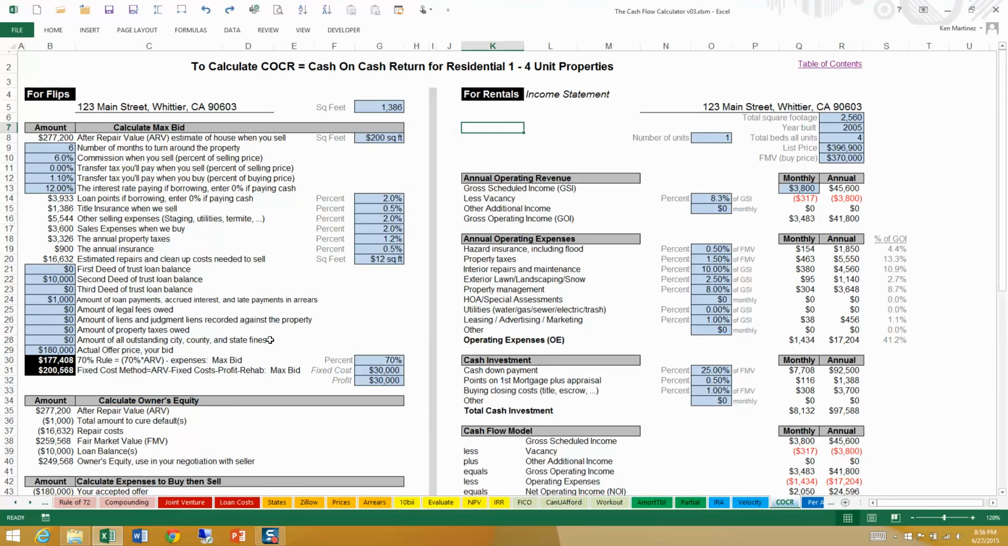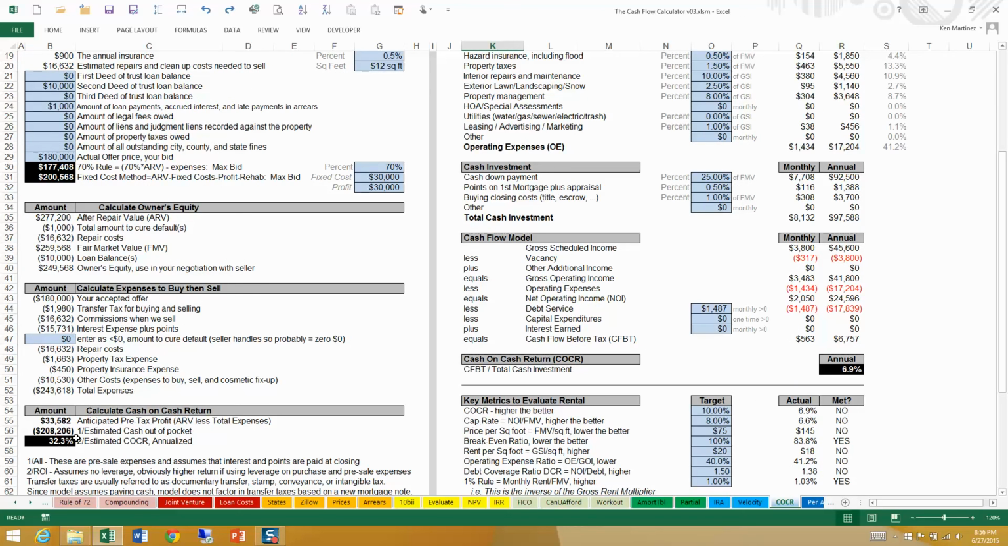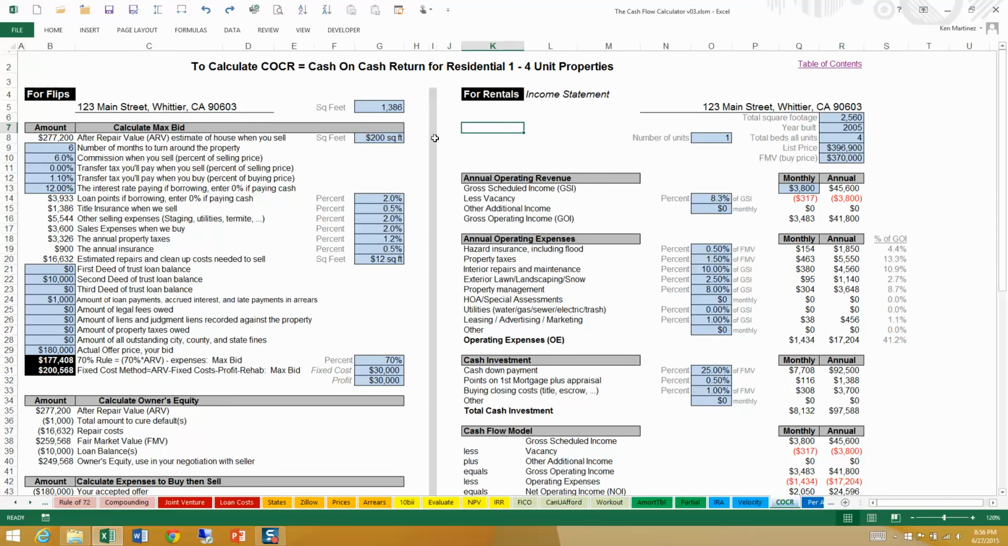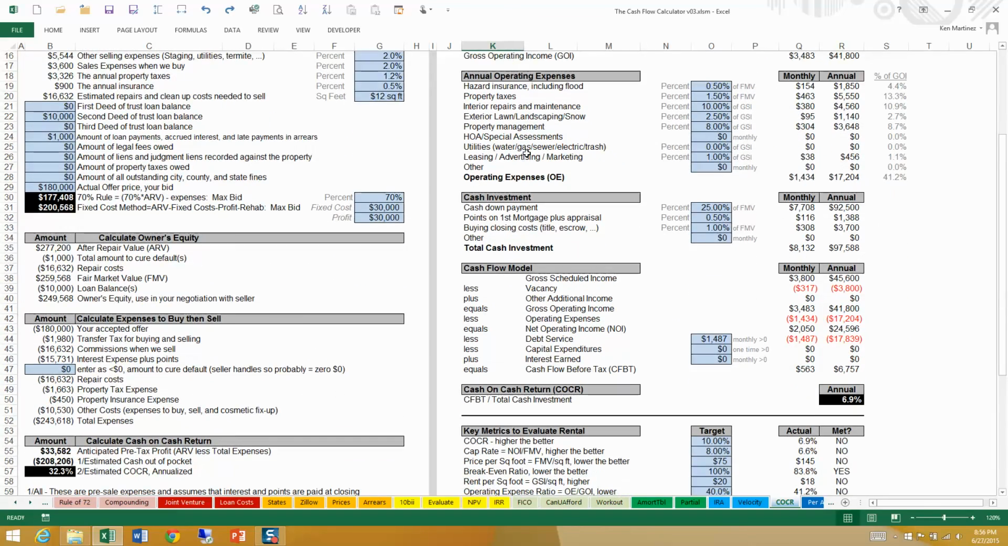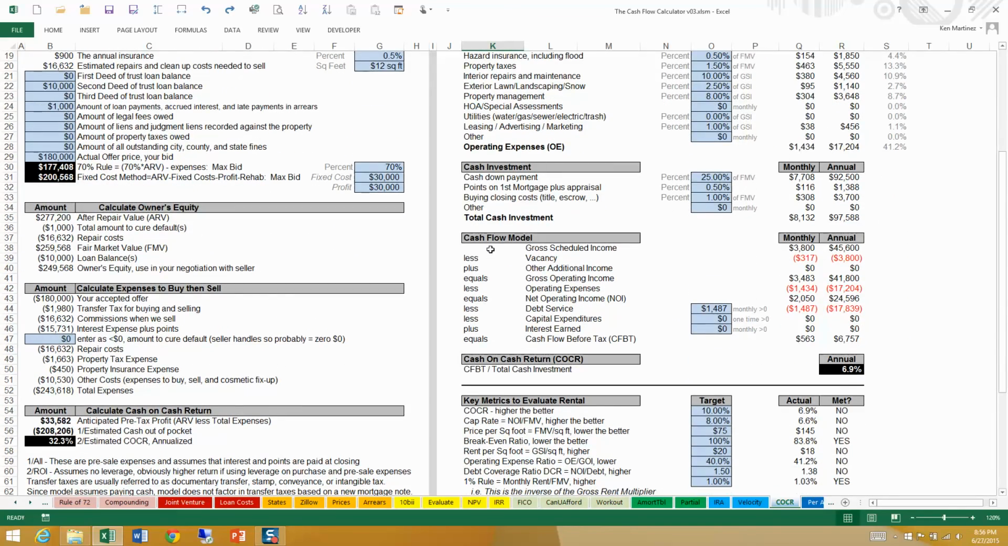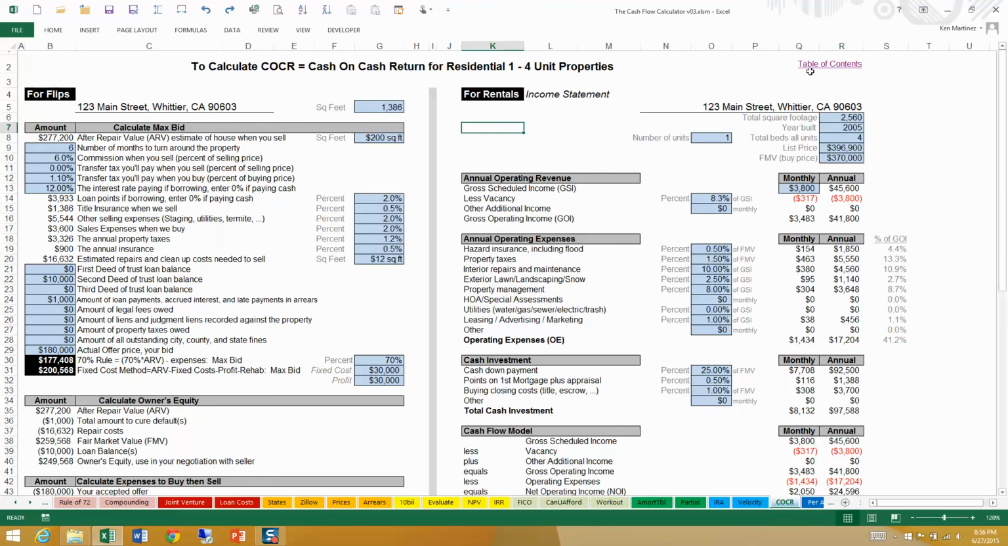What if you end up owning the house? Then it's just as if you're a rehabber. If you want to flip it, here's all your calculations to calculate your cash on cash return. But maybe you're going to keep it as a rental. Here's your income statement, your standard thing: expenses, the income, and your cash flow model along with your cash on cash return, all done for you.